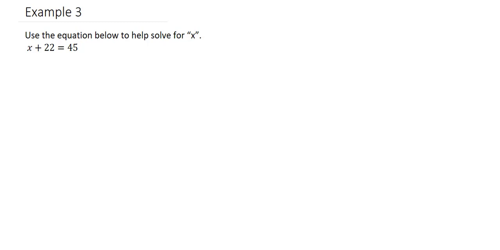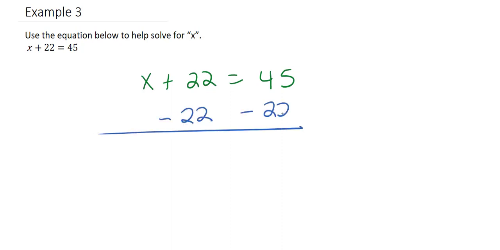Example 3. Use the equation below to help us solve for x. So x plus 22 is equal to 45. If we rewrite this, we want to get x by itself. We have this plus 22 on the side with x, so in order to get rid of it, we can subtract 22 from both sides. We bring down x. We don't even need to write 0 there. We just know x is equal to 45 minus 22.